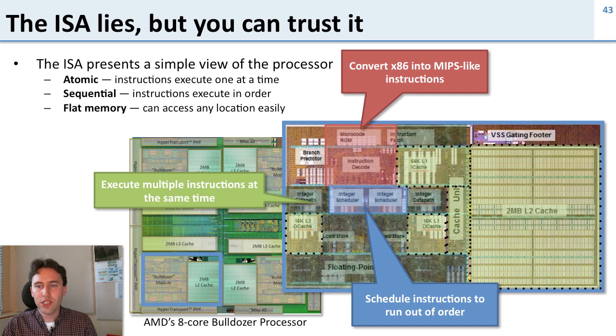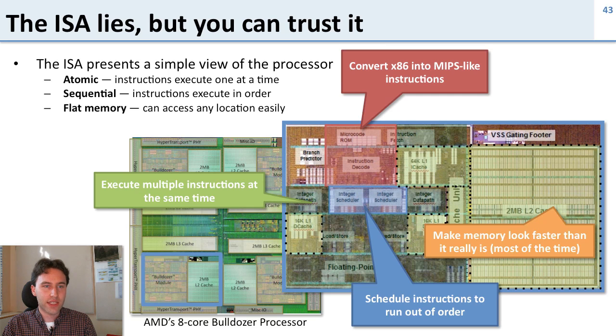And then all of these sections over here, these are caches. And the caches are designed to make memory look fast, even though it isn't. Some locations that are in the cache are going to be very fast, and locations that aren't are going to be very slow. So as you can see from this, the ISA is lying to you. The ISA tells you that everything is atomic, sequential, and that all memory accesses are the same, but in the actual hardware, it's not atomic, it's not sequential, and memory accesses aren't all the same for performance, but the processor makes sure that you can pretend that.